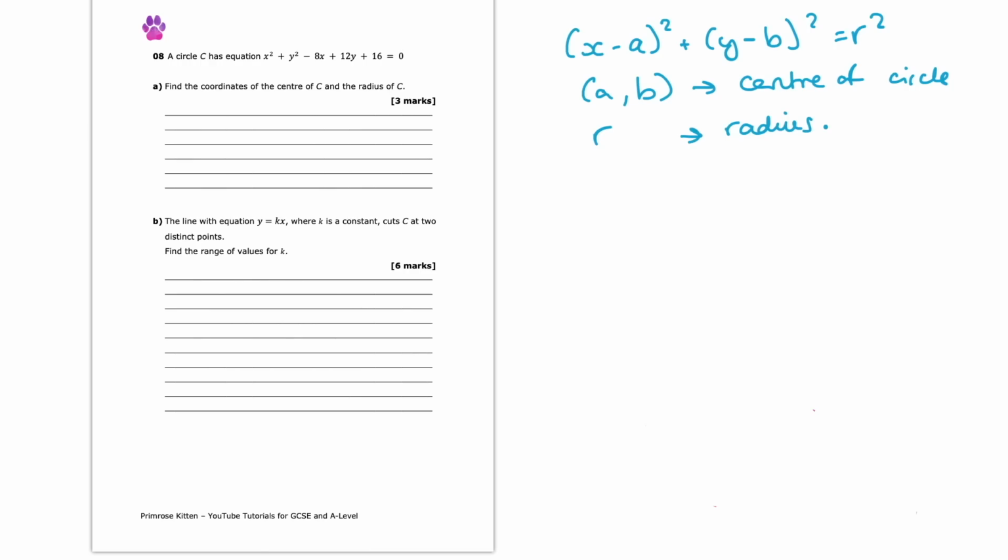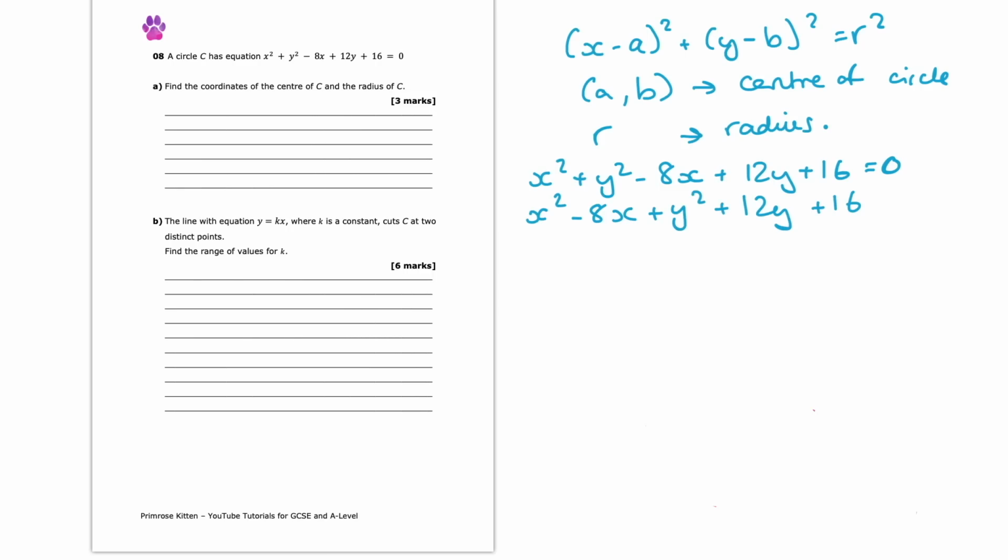So to do that, what we want to do is complete the square, all right? What I would recommend doing is grouping together all the x terms and completing the square of those, and then grouping together the y terms and likewise completing the square of those, and then grouping it all together, simplifying it, tidying it up, and then you're done.